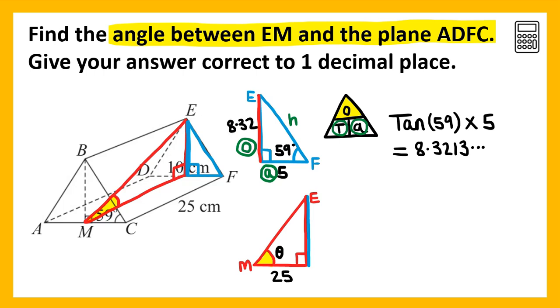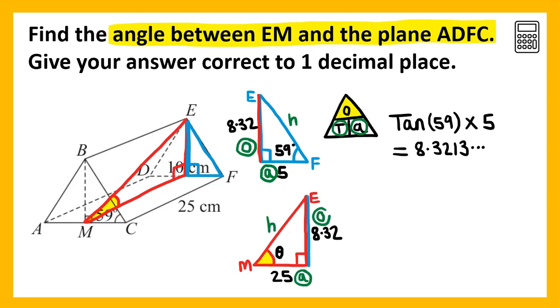Now I know my shared length, I can use this to work out the angle between EM and the plane EDFC. Always use a rounded value, one more decimal place or significant figure than what the final answer needs to be written as. This will avoid any rounding errors by the end of the calculation. Labeling the triangle, the shared length worked out would be opposite the angle. Here's my hypotenuse, meaning that 25 is the adjacent.